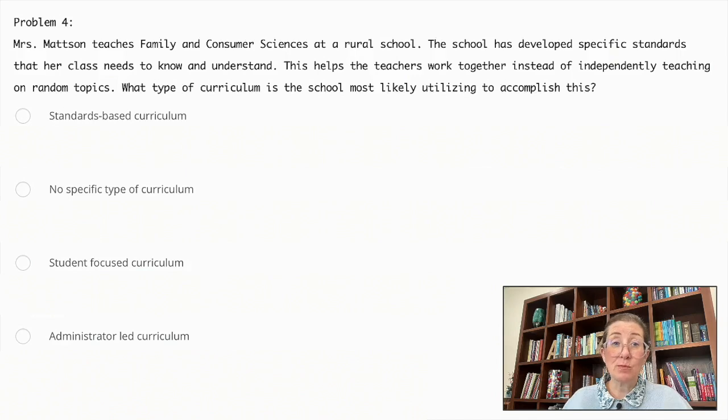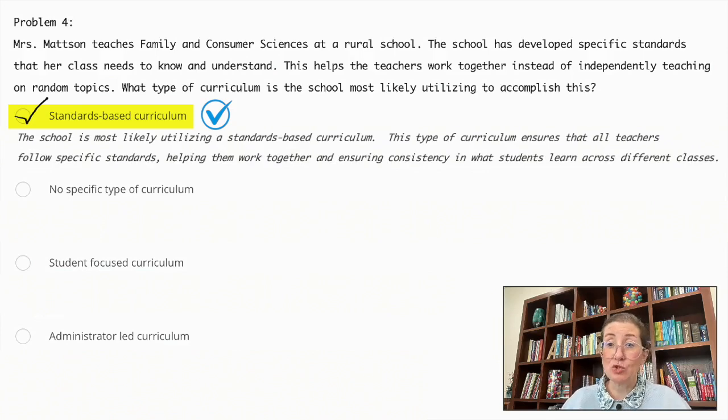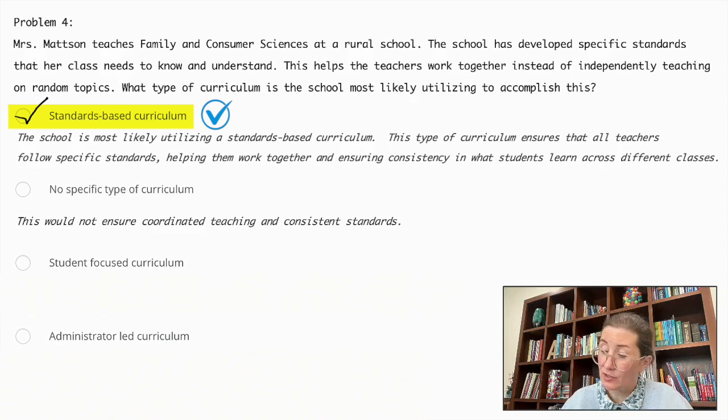The school is most likely utilizing a standards-based curriculum. This type of curriculum ensures that all teachers follow specific standards, helping them work together and ensuring consistency in what students learn across different classes. The other options are not correct. Why? No specific type of curriculum. This would not ensure coordination in teaching or consistency in standards, so that cannot be correct.